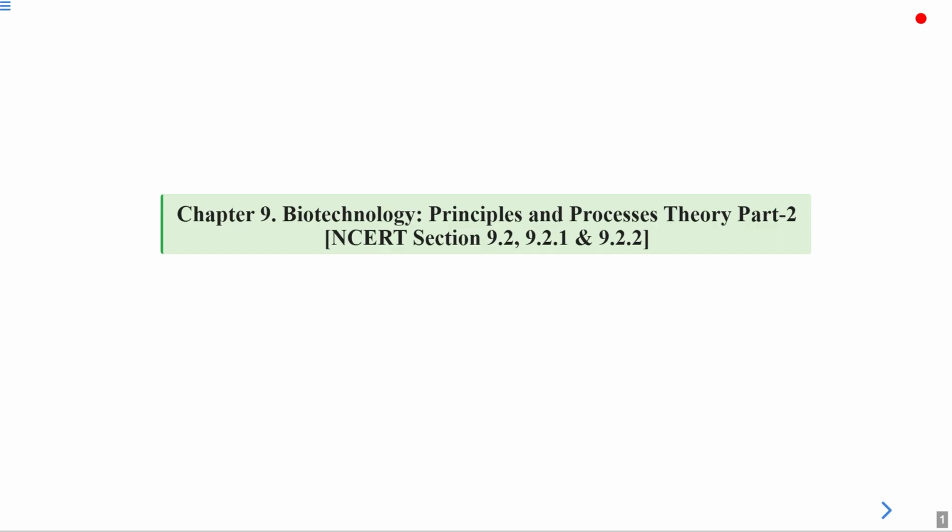So, for today, we are going to start the second part of the same chapter, chapter 9, that is biotechnology, principle and processes. In last class, we have seen what is genetic engineering, what is bioprocess, and how this modern biotechnology has evolved this field so much. Today we are going to talk about the tools of biotechnology.